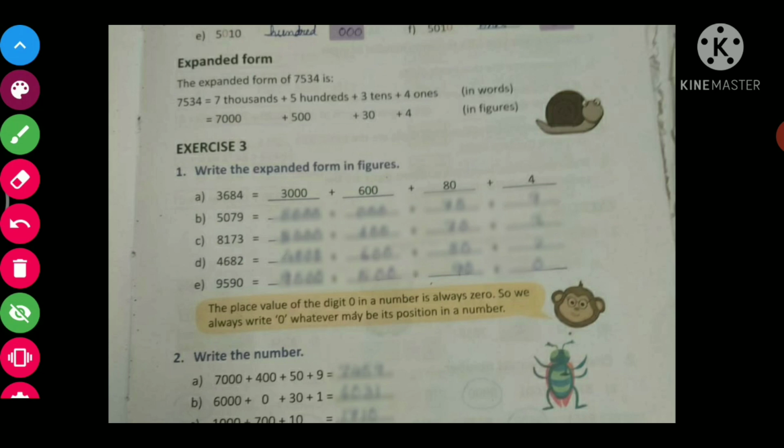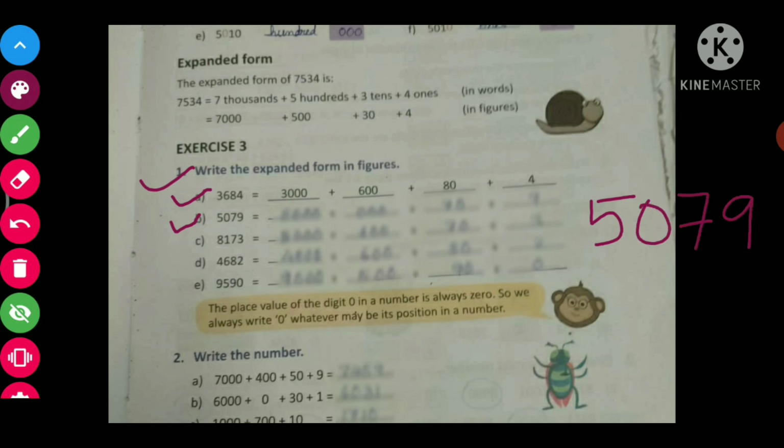Question number 1A is already done for you. You can see 3000 plus 600 plus 80 plus 4 is the expanded form of 3684. Now we'll do B part. What is the B question?